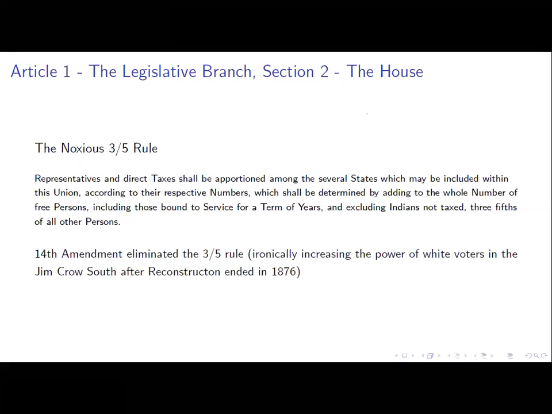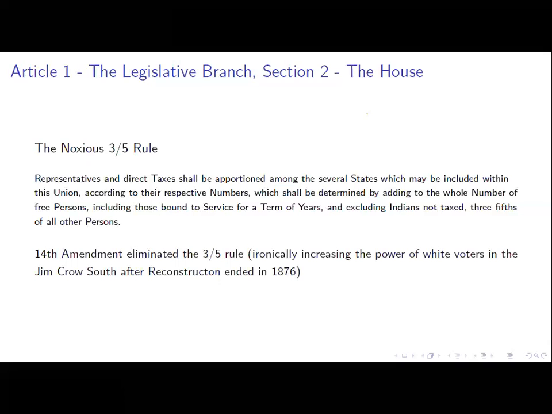So slaves count as 3/5 of a person initially in the Constitution. It is not something to be proud of. It's going to have a funny feature in that African Americans are a huge portion of the population in the U.S. South. What's interesting is it says both taxes and representation are going to be apportioned by population. So the South pays fewer taxes, but it also gets less representation because of this 3/5.